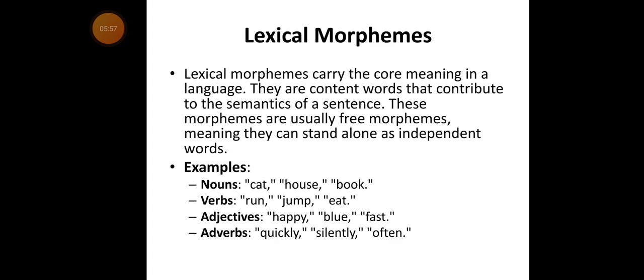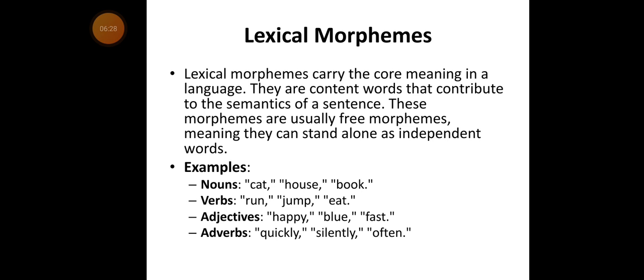Now, what are lexical morphemes? Lexical morphemes carry the core meaning in a language. They are content words that contribute to the semantics of a sentence. Semantics of a sentence means the meaning of the sentence. These morphemes are usually free morphemes, meaning they can stand alone as independent words, as we have discussed in free morphemes, right? Now see, Kate, house, book.